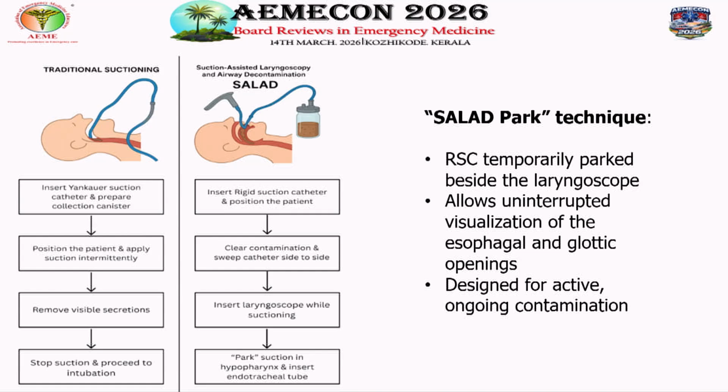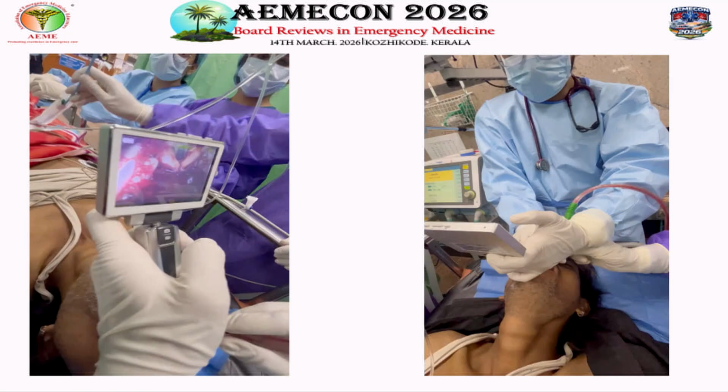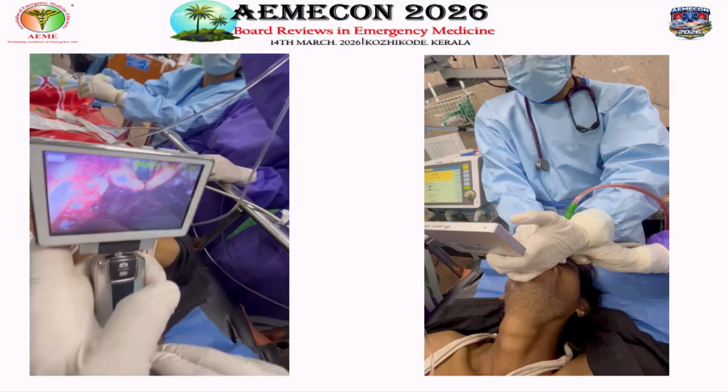You will take the catheter, you will park it in the left side of the oral cavity, that will be continuously sucking out, and you will have a proper glottic visualization. This is the SALAD park technique. Here you can see one of my JRs doing the SALAD technique.